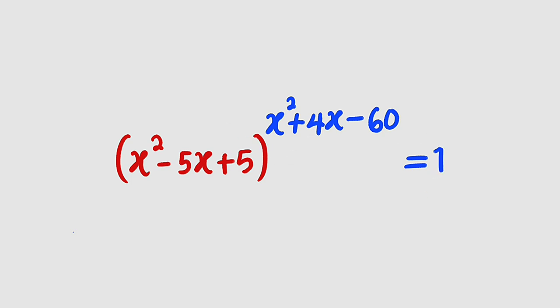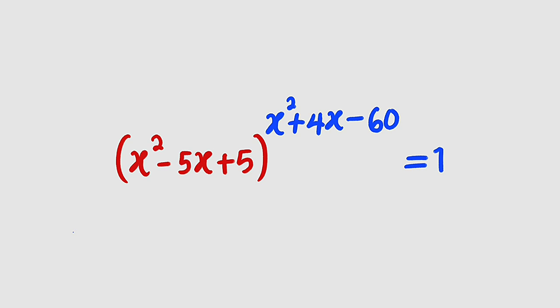We have three conditions. The first one is if the exponent is equal to 0. Remember that any number raised to the power of 0 will give us 1, provided the base is not equal to 0. Therefore, x squared minus 5x plus 5 cannot be equal to 0 in that case. And the second condition is when the base is equal to 1, irrespective of whatever the exponent is. 1 raised to the power of anything will give us 1. And the third condition is when the base is negative 1, but negative 1 raised to the power of an even integer. Therefore, the exponent will have to be an even integer in that case.